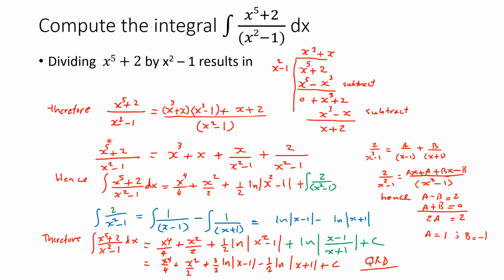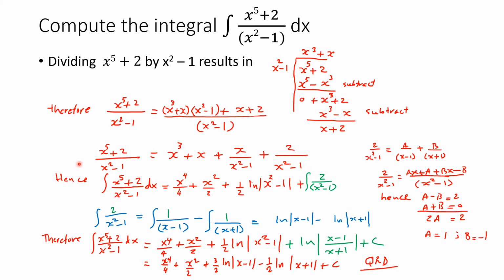So we can rewrite the function x to the power 5 plus 2 divided by x squared minus 1 as x to the power 3 plus x, which is the answer. So we put that without involving anything else, and then plus the remainder divided by the divisor. The remainder is x plus 2, and we divide it by the divisor, which is x squared minus 1. So we'll do it in two terms: x divided by x squared minus 1 plus 2 divided by x squared minus 1.